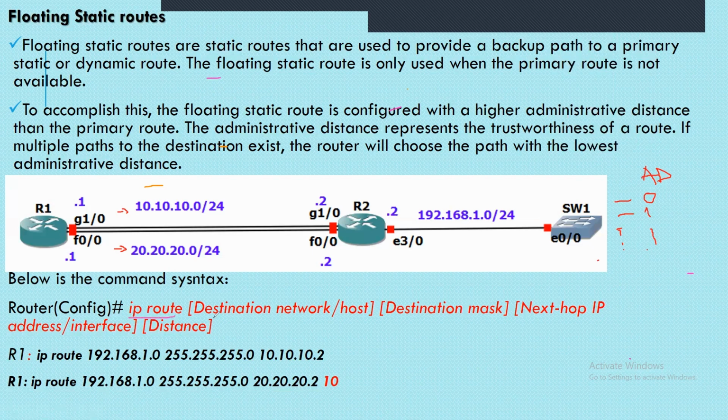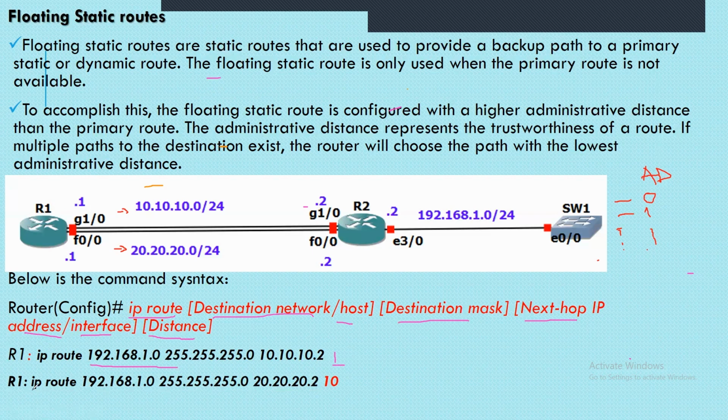IP route, destination network or host, destination mask, and the next hop address or interface, but we have to include the distance. For the primary, we have the destination network and our path. Our next hop is 10.10.10.2, but as you know, it has an administrative distance of 1, so we can ignore it. We cannot write it here in the configuration.